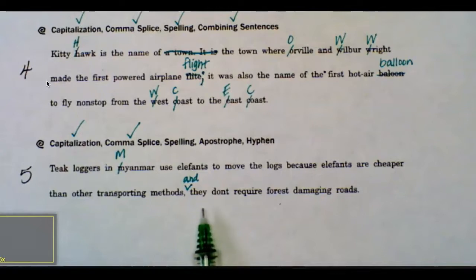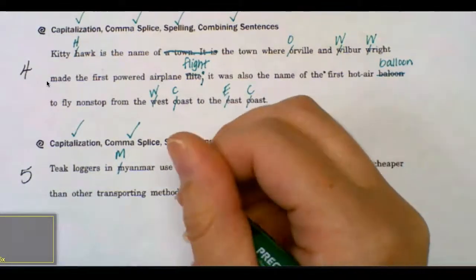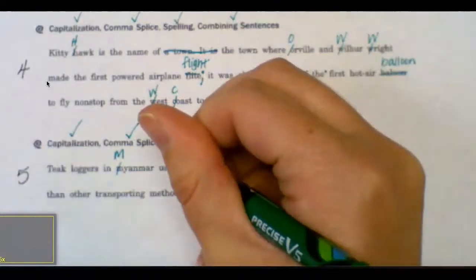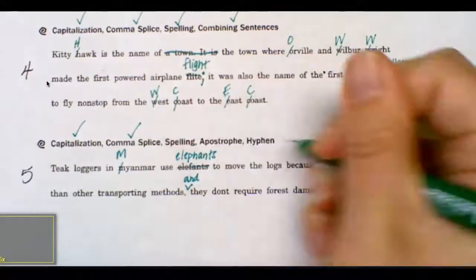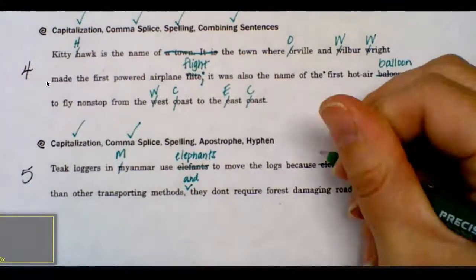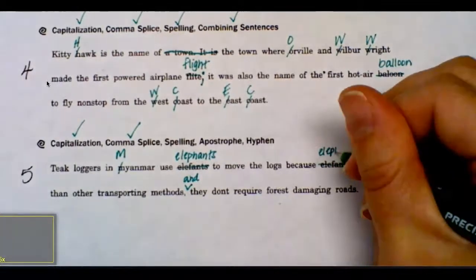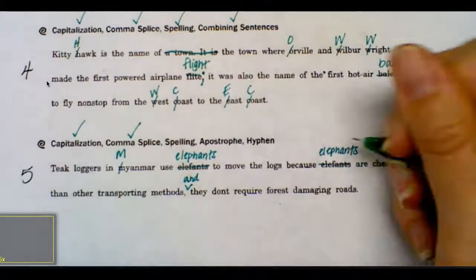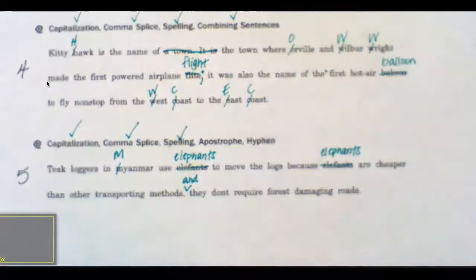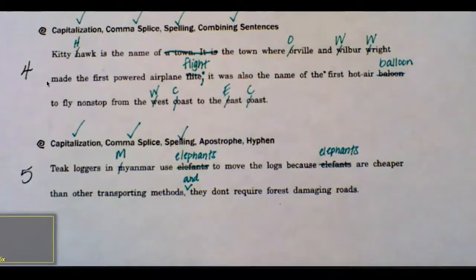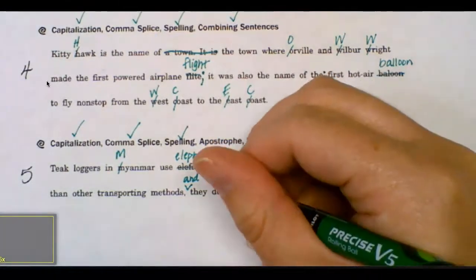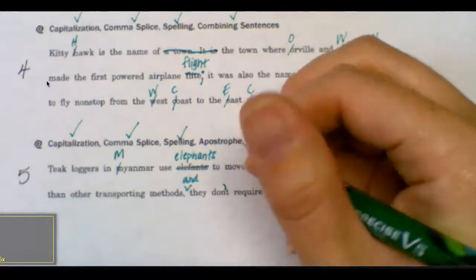Next, I have some spelling errors to address, and the spelling errors occur with this word, elephants. Same goes for the second usage of elephants. Next, there's a word that is missing an apostrophe, and it's this word, don't. I'm going to add my apostrophe between the N and the T.